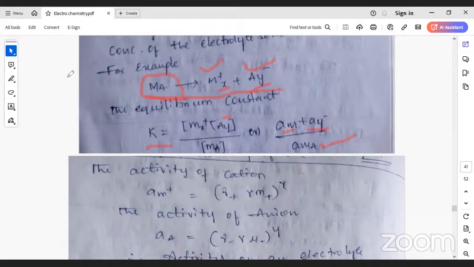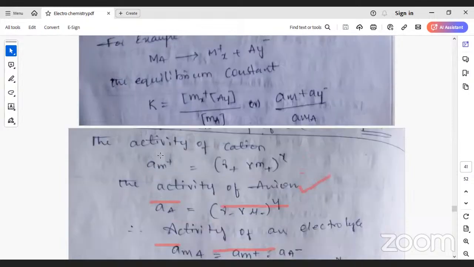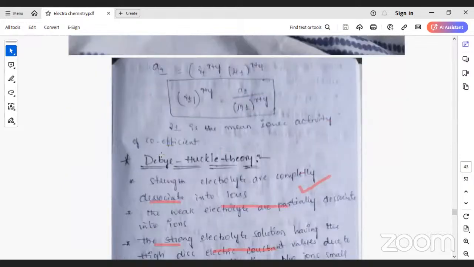But individual ion activity we already discussed before, right? For the positive ion, a plus is equal to gamma plus into m plus power x. For the anion, a minus is equal to gamma minus into m minus power y. Therefore, we can get a plus or minus is equal to gamma plus or minus power x plus y, and m plus or minus power x plus y. Here x and y are the coefficients.